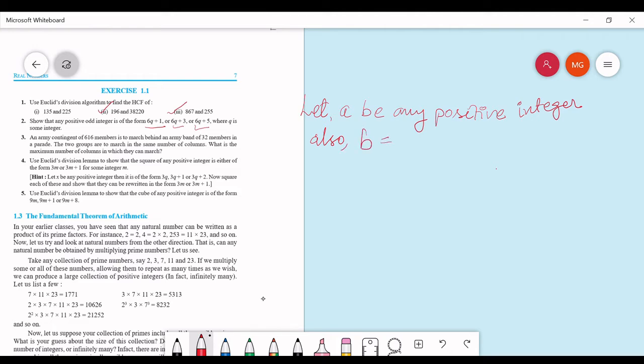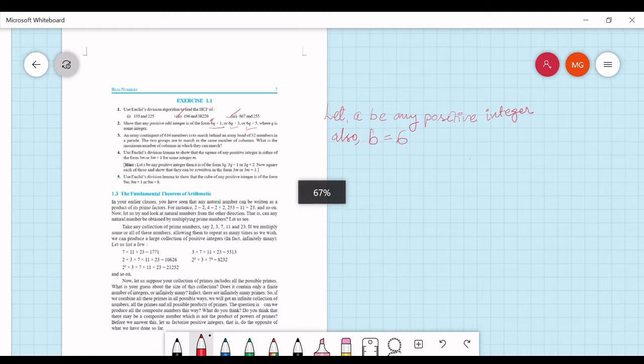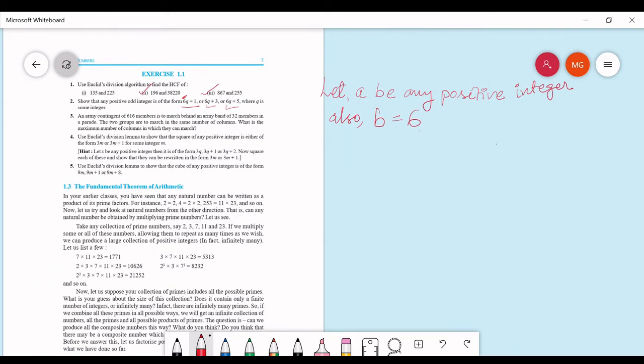b equals 6. So we took b equals 6 because we can see that the highest value of this constant number is 6. So we took 6, and now from Euclid's division lemma, how can you write? You can write in the form of a equals bq plus r, right?